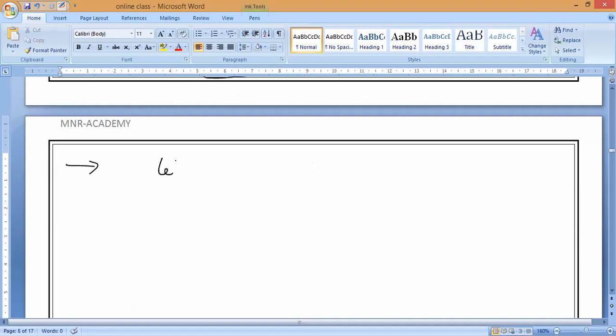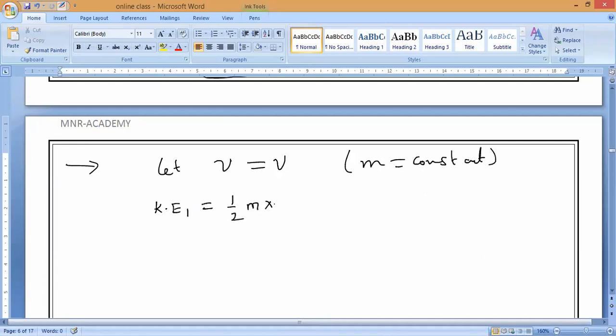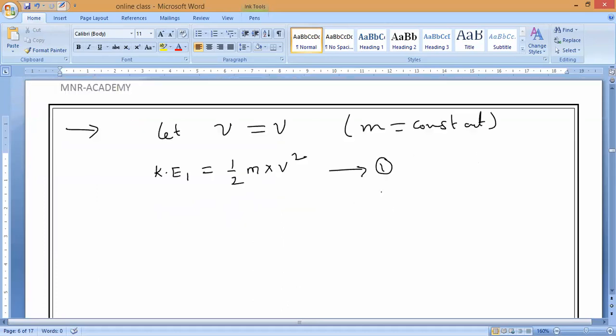Now, let's consider the velocity of the body is V and the mass remains constant. In this case, what is the kinetic energy? Kinetic energy is equal to half m v square. Let us imagine this is equation 1.